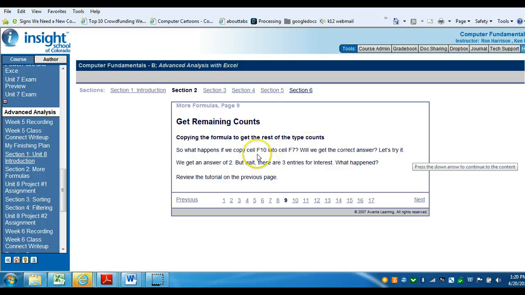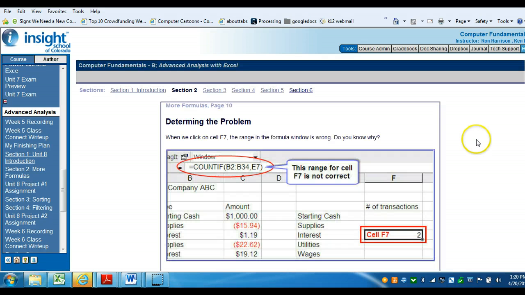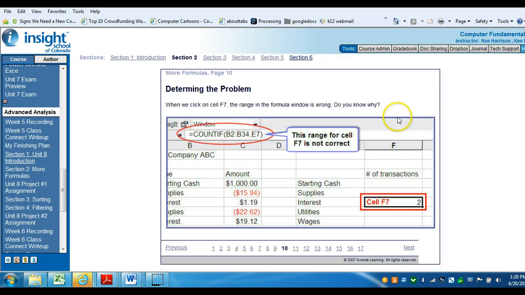Get the remaining counts. So this just talks a little bit about how you end up getting a little bit of a remainder. Now there's more about the count function. This talks a little bit more about the example that the presentation has.